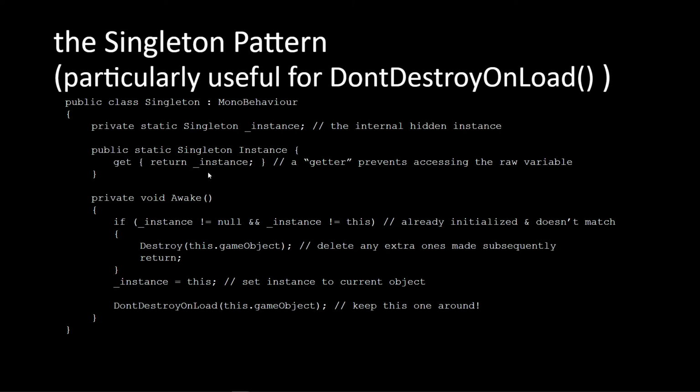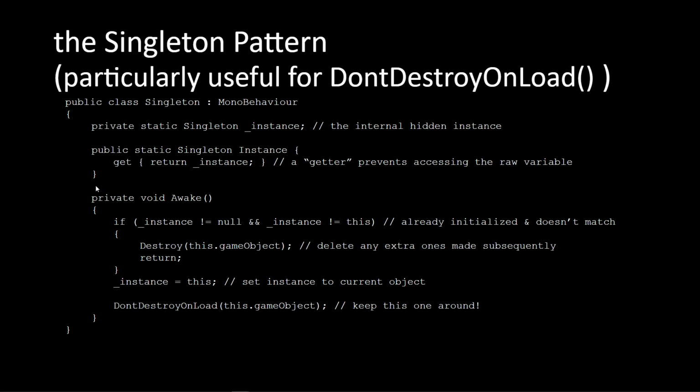But if something else needed to refer to it, you can use a getter, right? So this get function, if anyone says singleton.instance, it's going to return this, but it's not going to let you see the real one. It's going to let you see it, but it hides it while allowing you to access it.